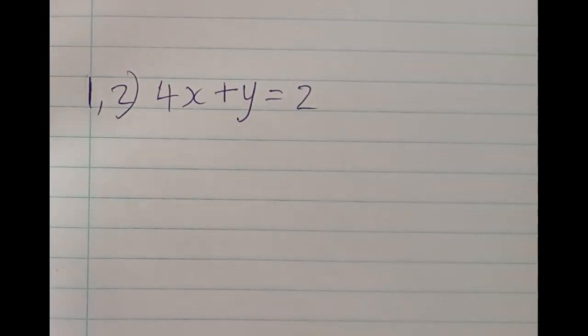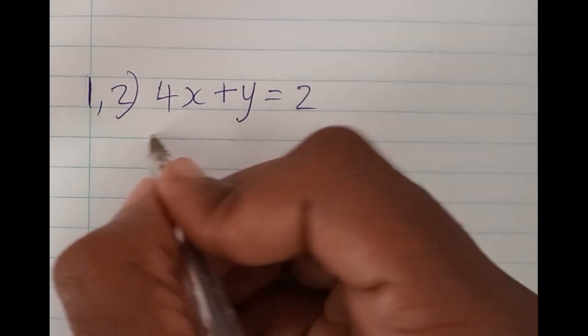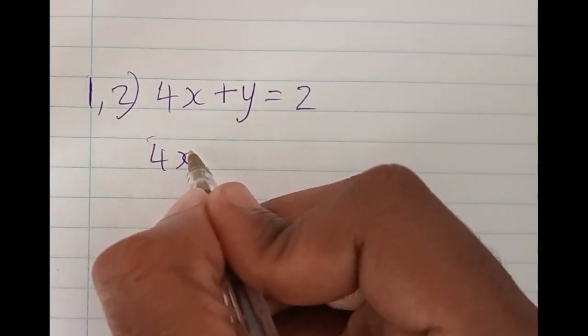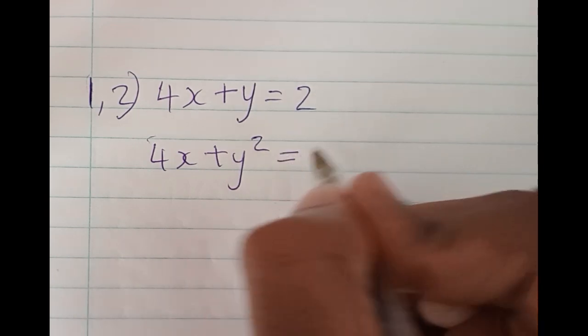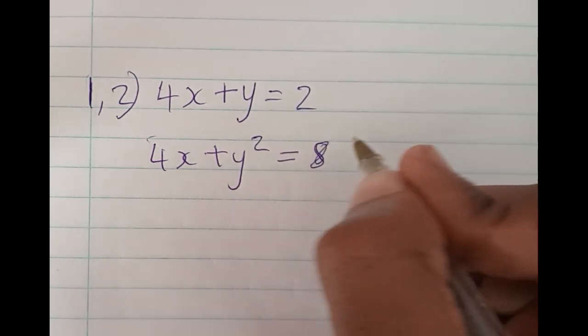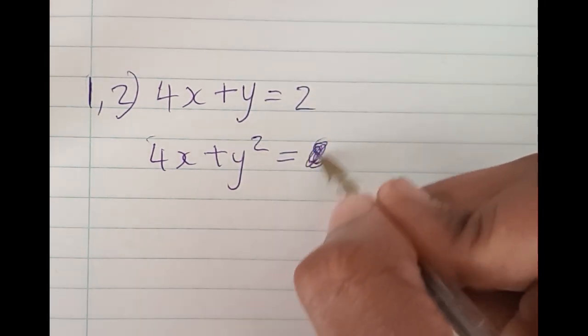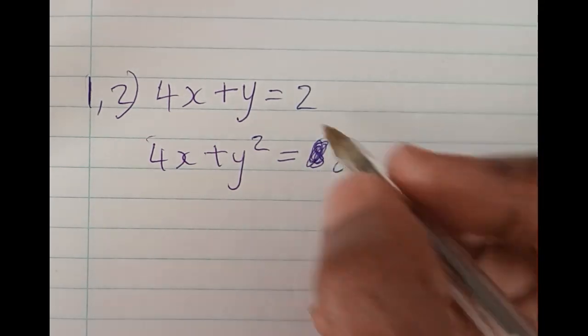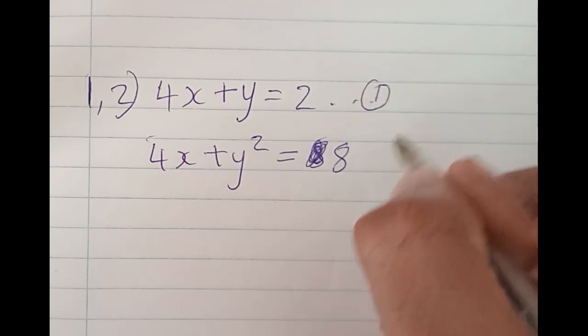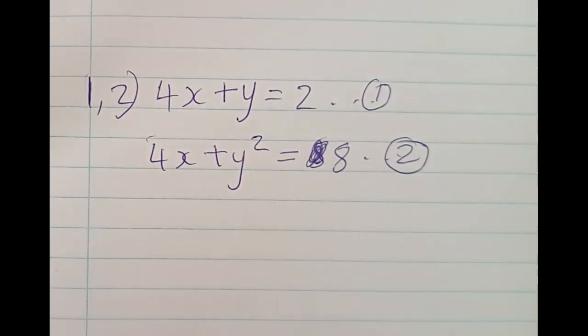Okay, and we have 4x plus y square is equals to 8. I want everything to be clear, guys. So yeah, this is 8. So I said you take this as equation 1, take this as equation 2.